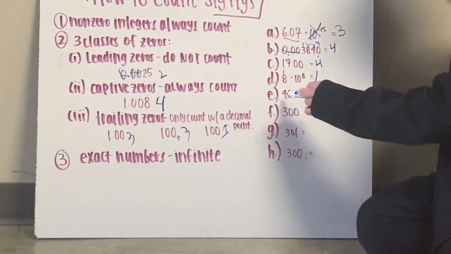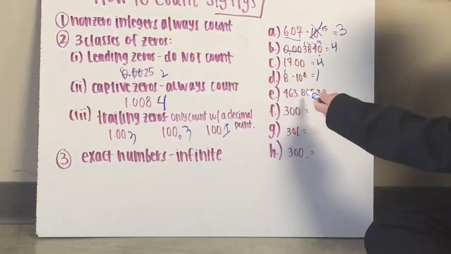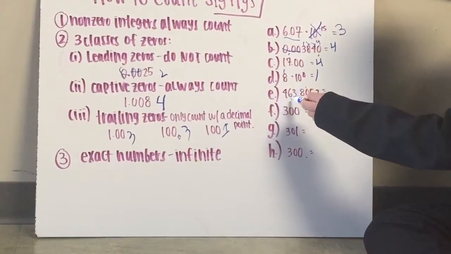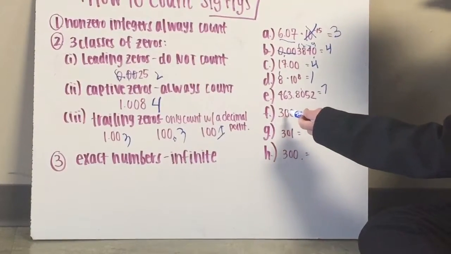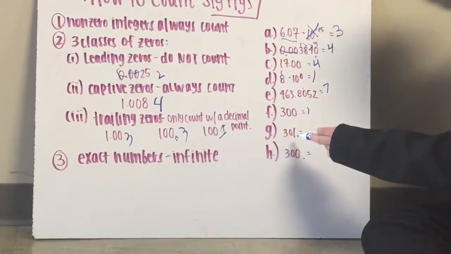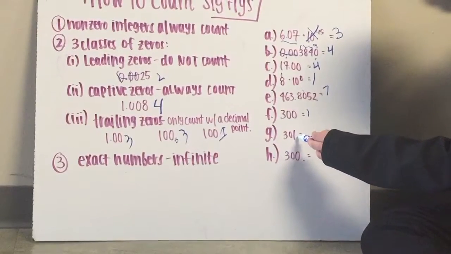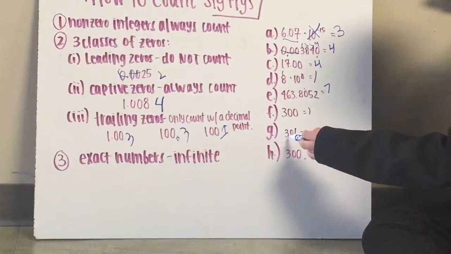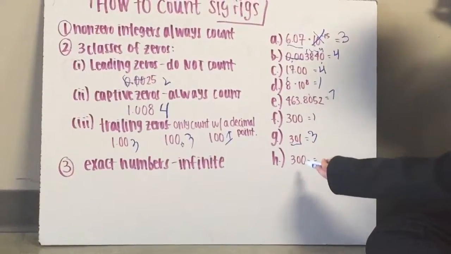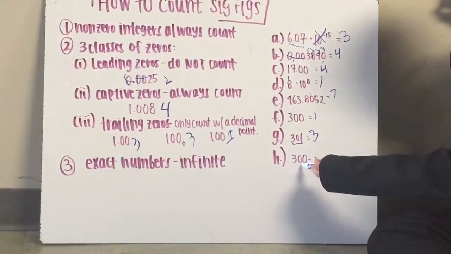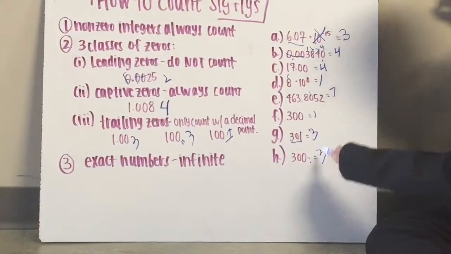This one is easy, captive zeros, even though it's a long number. So it has 1 captive 0, so this would have 7 Sig Figs. This has no decimal point, so that means it only has 1. This has no decimal point, so the trailing rule doesn't apply there, but it has a captive 0, so it has 3. And finally, the last one has the decimal point, which means these count, so 1, 2, 3, 3 Sig Figs.